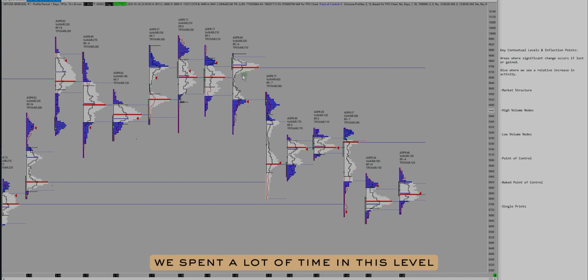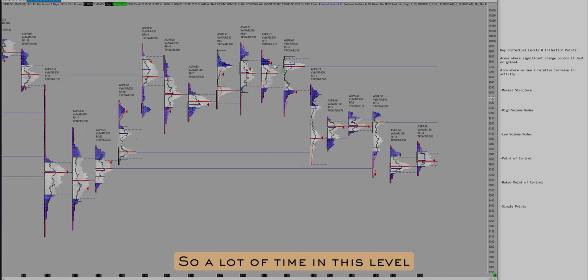The idea is we spent a lot of time in this level. Now again, we're just looking at the TPO, but we could see underneath the structure there was a great deal of volume that was transacted that confirmed that level. But these are the fat points within market structure. So looking at a TPO chart, the thick areas within the chart, these are the high volume nodes where we spent a great deal of time.